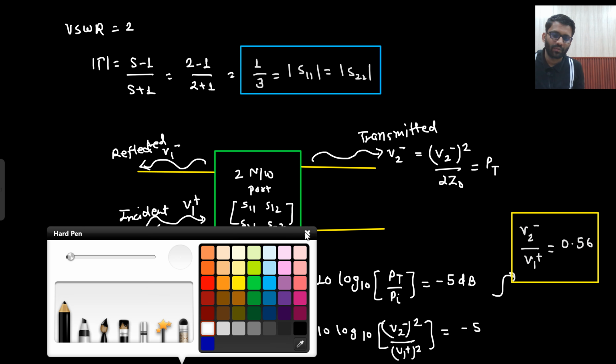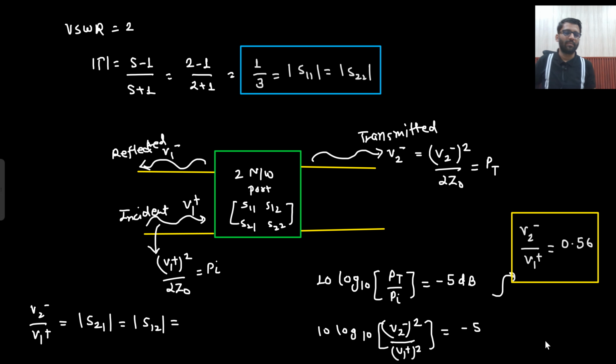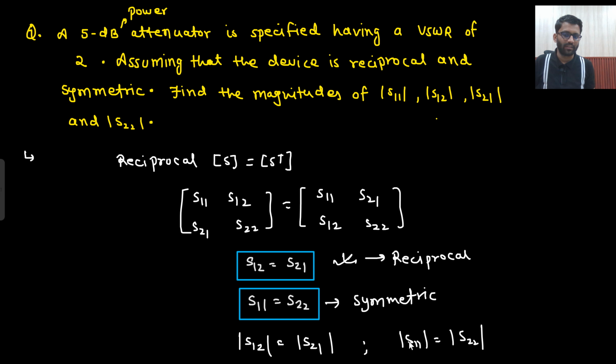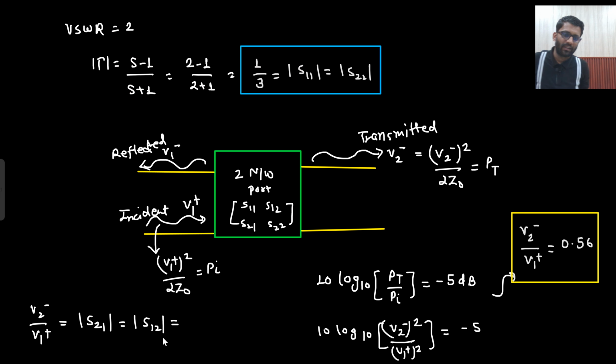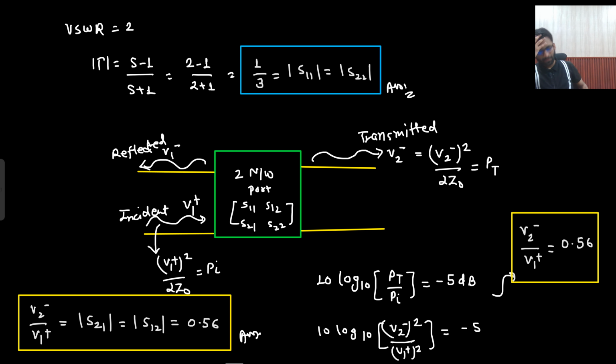So now this ratio, which is coming out to be V2- upon V1+, what is this equal to? The mod of S21, and mod of S21 is equal to mod of S12. Why is that so? Because this is a symmetric and reciprocal network. This is already given, and that is coming out to be 0.56. So this is the answer, that's it. So 0.56 here and 1 by 3 there. These two are the answers, 1 by 3 and 0.56. Is that clear to you?